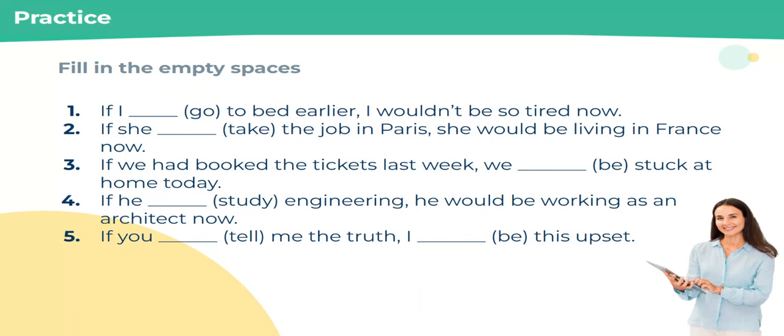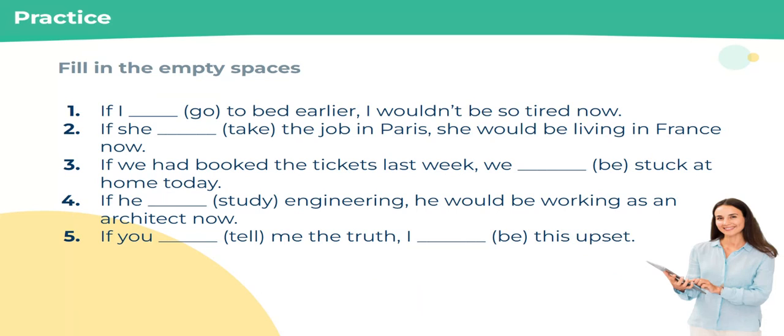Okay, so we've looked at some. Now we want to do another chat exercise for you guys. So we want to fill in the empty spaces. Number 1: if I to bed earlier, I wouldn't be so tired now. Okay, so we want to transform go into the past participle, but also with the past perfect. So it's not just the past participle, it's with the past perfect.